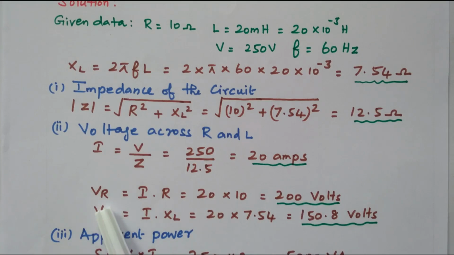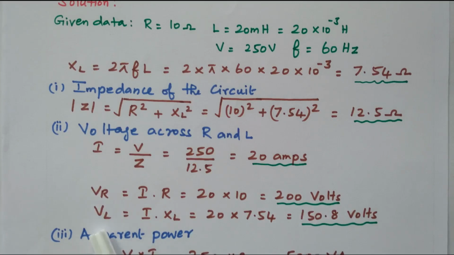Then we will find the voltage across the resistor, VR, equal to I into R. That is equal to 20 into 10. I is 20 ampere, R value is 10. So 20 into 10, 200 volts. The voltage across the resistor is 200.